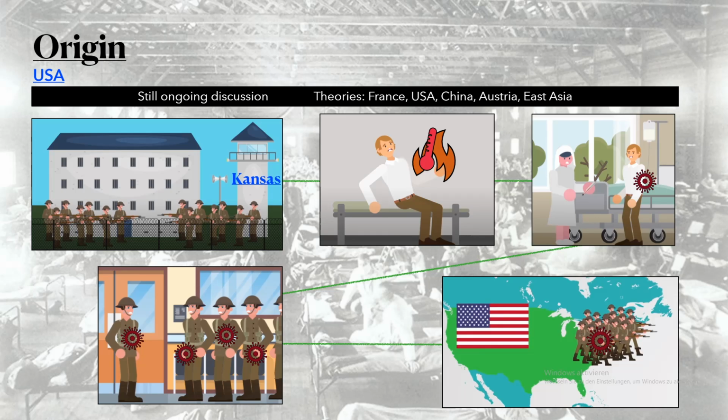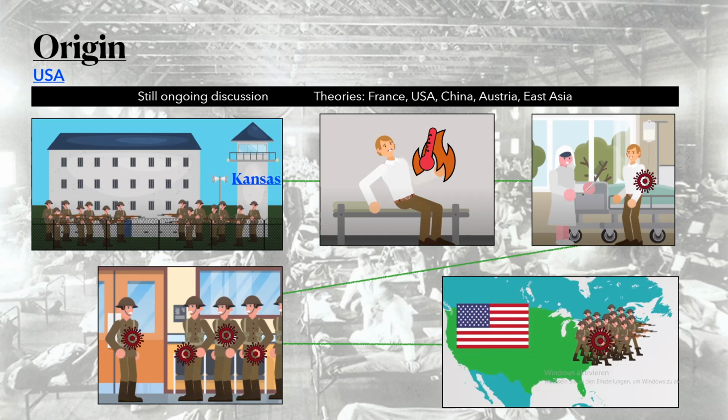Well, this is not clear. Scientists and experts are still trying to find out the real origin. Possible origins are France, USA, China, Austria, and East Asia. One of the most likely origins is USA, Kansas.